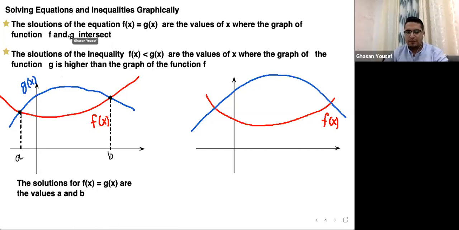So again, if I bring you two functions in the exam, and the question is to find f of x equal to g of x, you have to look for the intersection between both of the functions.